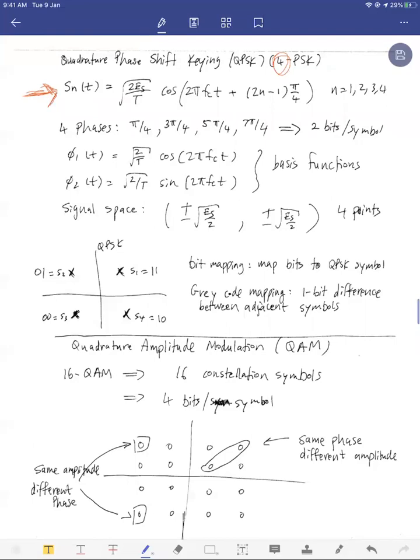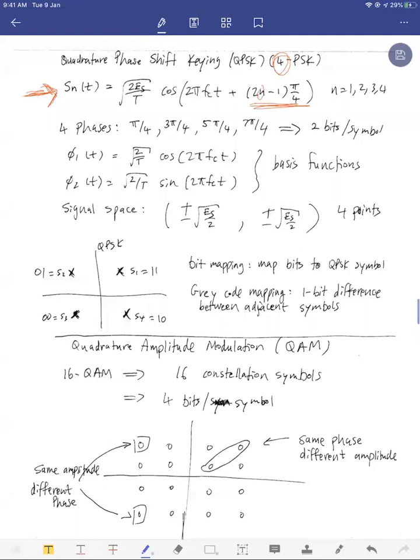Okay, so in this form here, what's changing? I have a cosine. Again, I'm modulating a carrier, so I have cos 2 pi fc t, but I'm going to change the phase of the cosine. This phase will go through 4 values, so n is 1, 2, 3, 4, and there's an n here.